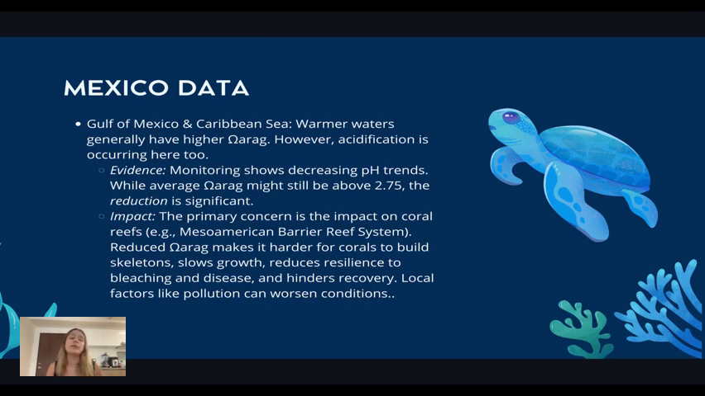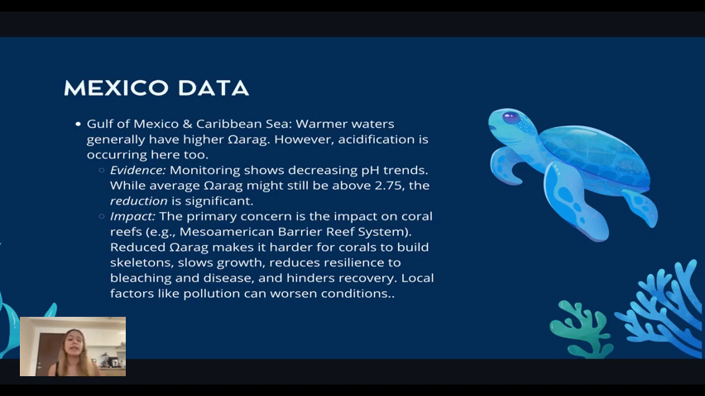Now, the Gulf of Mexico and the Caribbean Sea have warmer waters that generally have a higher measure. However, acidification is occurring here too. Monitoring shows decreasing pH trends, while the average might still be above 2.75. The reduction is highly significant. The primary concern is the impact on the coral reef.